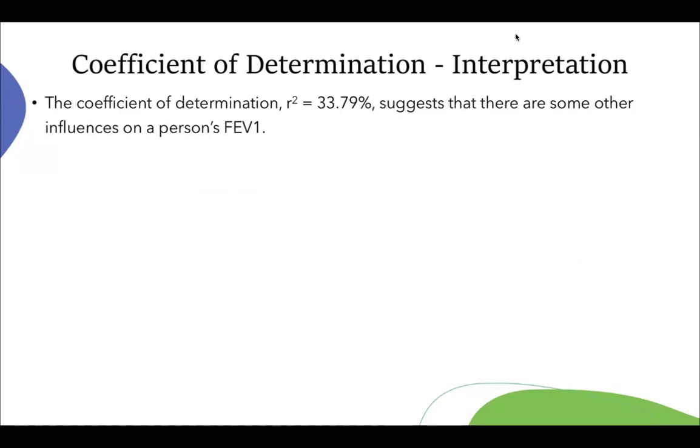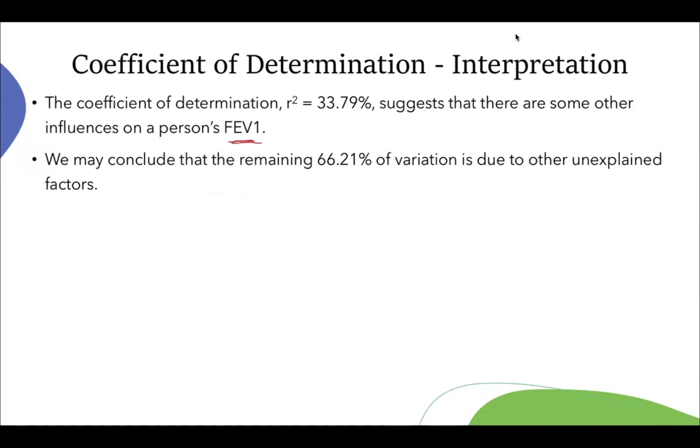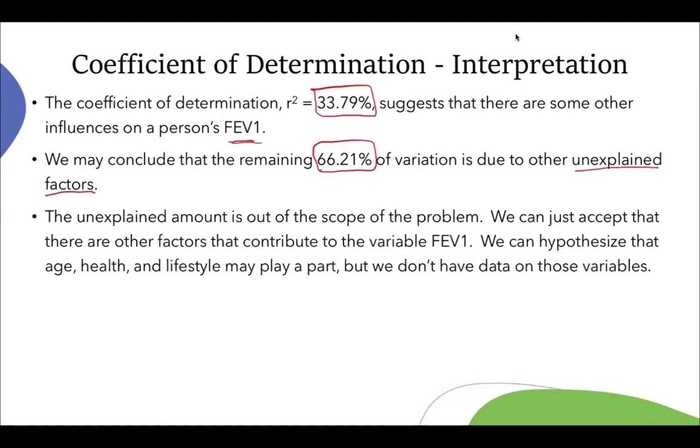Okay, so let's interpret this coefficient of determination, 33.79%. It suggests that there's some other influences on a person's FEV1 beyond height. Okay, the remaining 66.21%, and I'm getting that by subtracting from 100. 100 minus 33.79 gives 66.21. The remaining 66.21% of variation is due to other unexplained factors. They've not been provided to us in this problem. The unexplained amount is out of the scope of the problem.